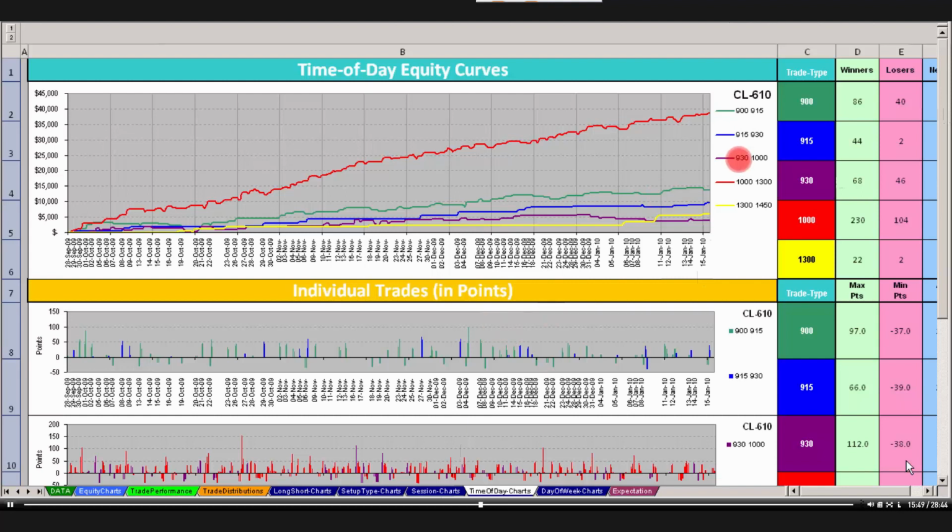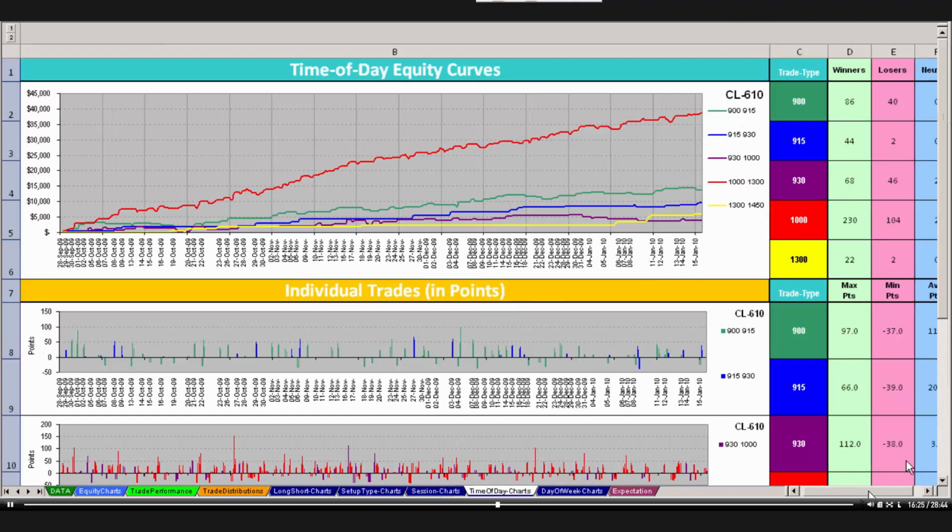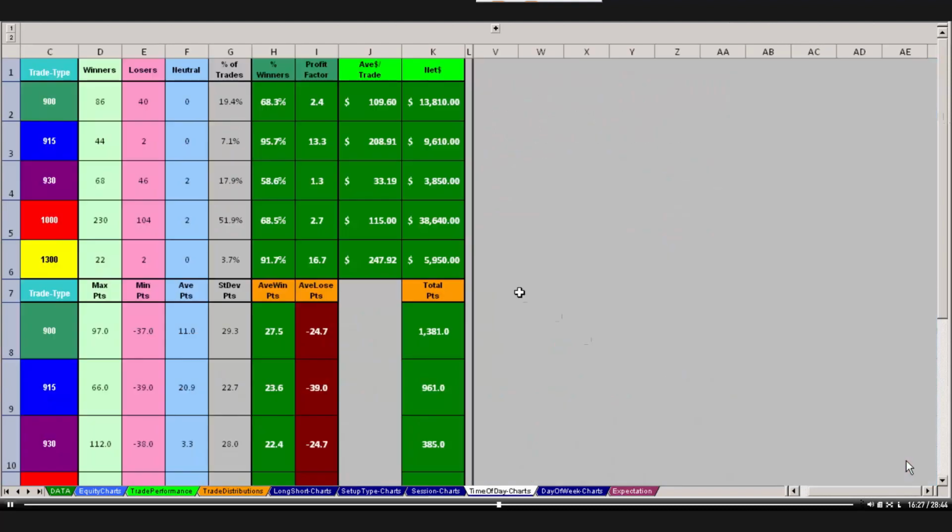What's interesting about this ability, and we didn't quite show you this, we'll look at it in a little more detail in another section, is how you actually go change these times. This particular one has been set up to identify trading periods between 9 and 9:15, 9:15 and 9:30, 9:30 to 10, 10 to 1 o'clock, and then 1 o'clock to just before closing. And this is really a powerful analysis, because what you can find out on this one is, are there periods when you can trade and get a much higher percentage.